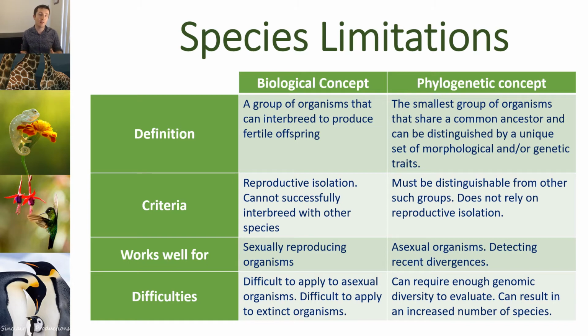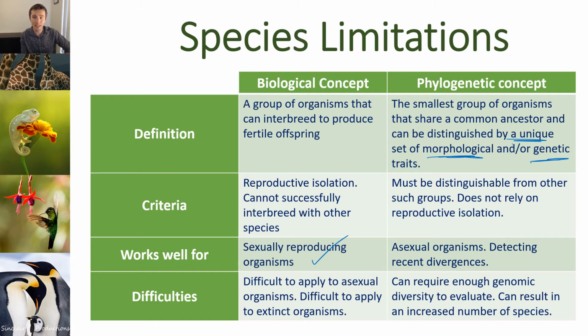Now the criteria, these ones require reproductive isolation, so they cannot successfully interbreed with other species. That's the basic idea. If you cannot successfully interbreed with this one here, you're classified as a different species. These ones here must be distinguishable from other such groups, and it does not rely on reproductive isolation. So they're looking at a unique set of either morphological, so talking about those structural, or genetic traits to classify them. Now this really works well for sexually reproducing organisms. It's a great way to separate it.